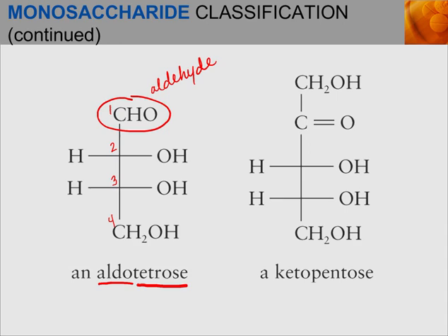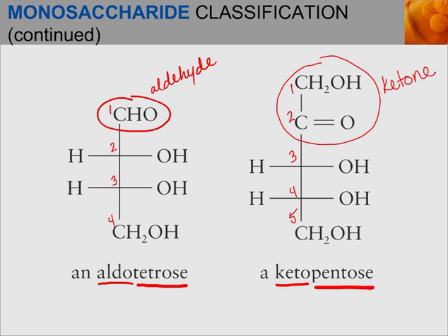Now on the next monosaccharide on the right, looking at the top, we have a ketone. So we start by calling this keto, and then we count the number of carbon atoms. 1, 2, 3, 4, 5. So we would call this a ketopentose.